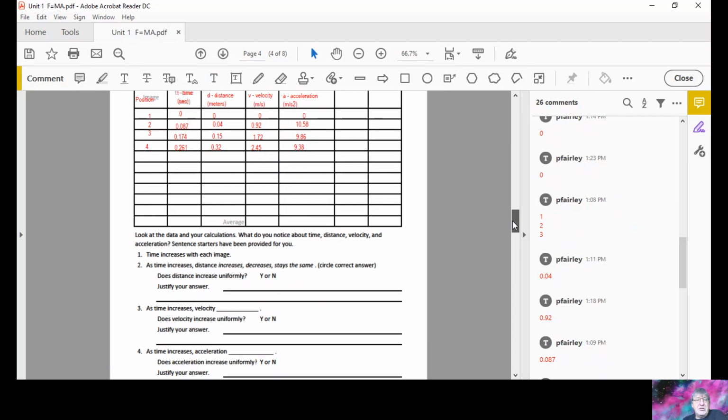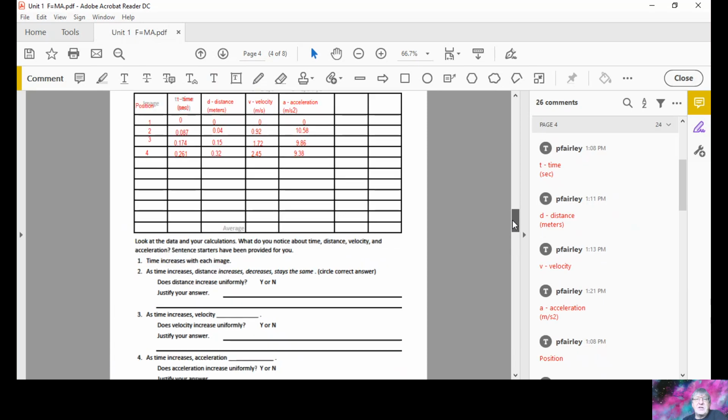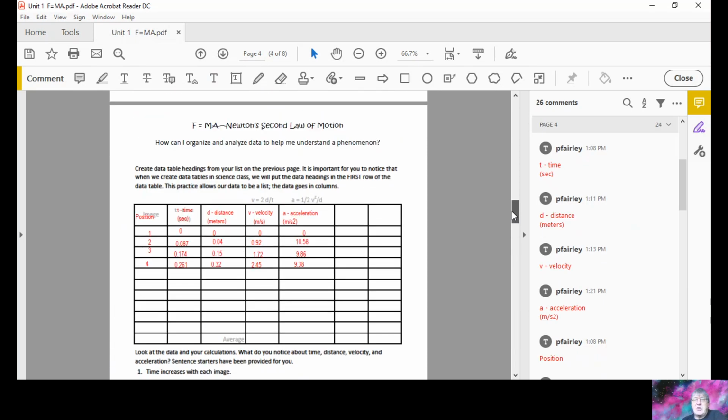That takes care of page 4. And then we're going to get into the graphing part another day, all right? So if you get this stuff done by Monday, you're going to be in great shape.